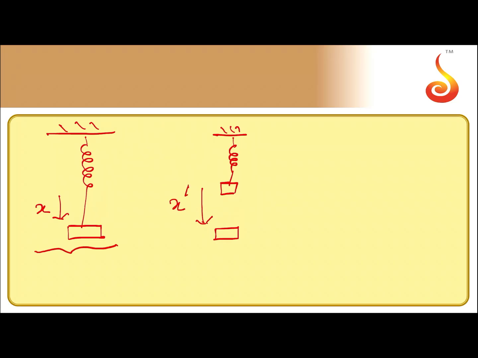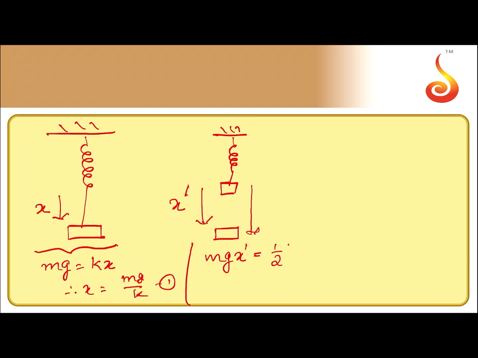Now here, as it comes to the final position, it is in equilibrium. So I write mg is equal to kx, right? Therefore, x is equal to mg divided by k. That's my equation number 1. Whereas in the second case, there is a fall in gravitational potential energy, or change in gravitational potential energy, which is mg x dash. And that gets converted into spring potential energy, half k x dash square. So what I have? x dash is equal to 2 mg divided by k, equation 2.